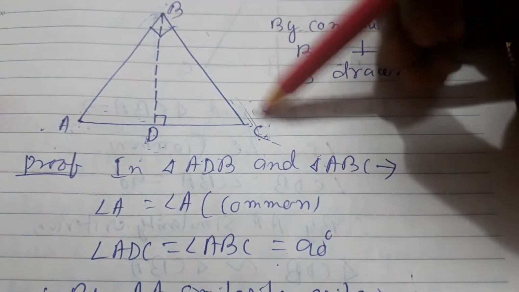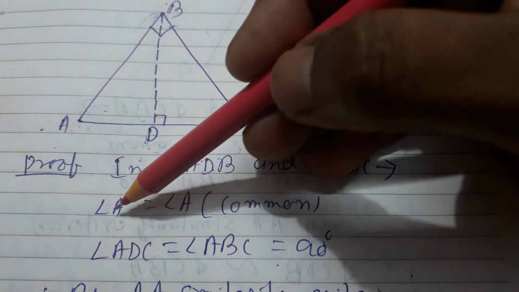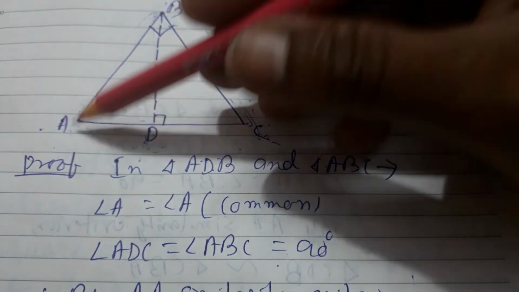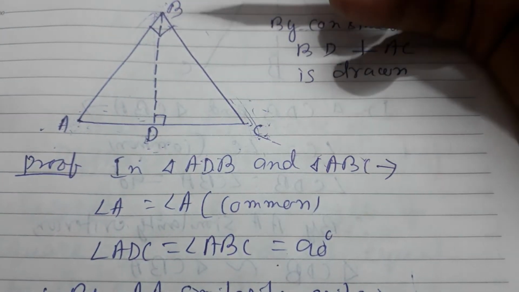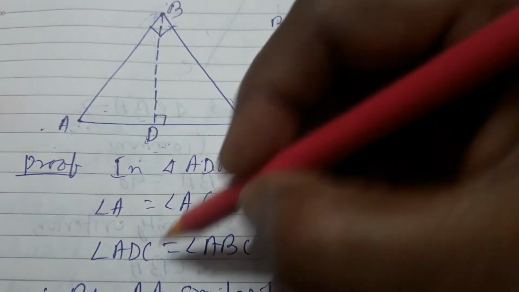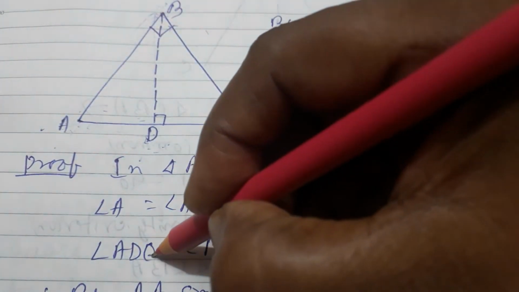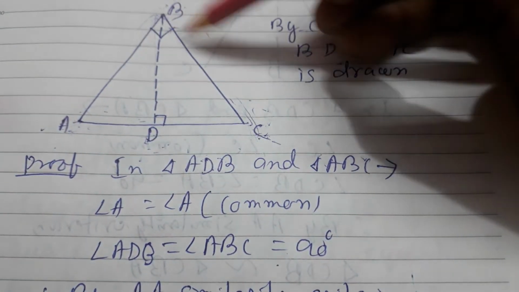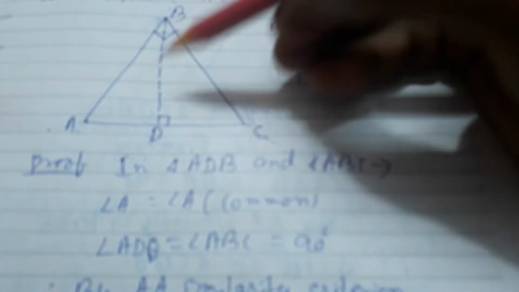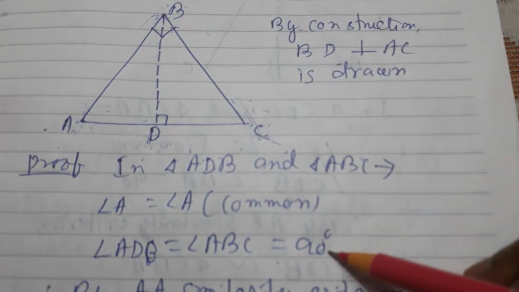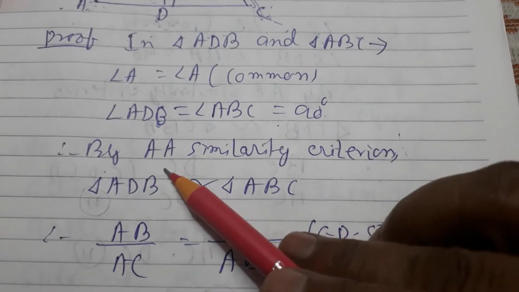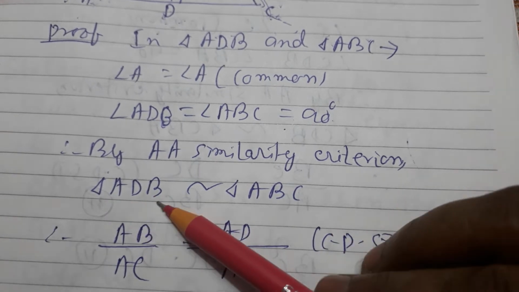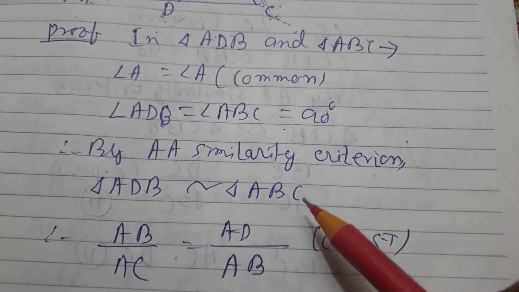So in triangle ADB and triangle ABC, angle A equal to angle A common, and angle ADB equal to angle ABC. Okay. Angle ADB equal to angle ABC, 90 degree. So by AA similarity criterion, triangle ADB similar triangle ABC.